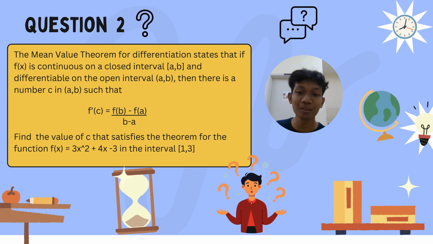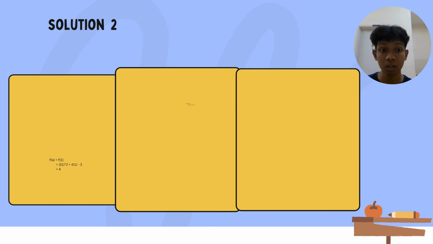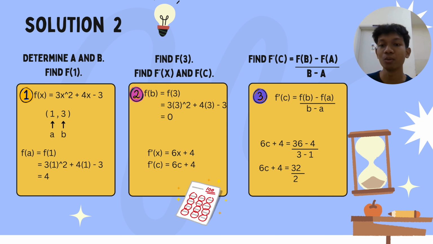Okay, now for question 2. The mean value theorem for differentiation states that if f(x) is continuous on the closed interval [a, b] and differentiable on the open interval (a, b), then there is a number c in (a, b) such that f prime c equals (f(b) minus f(a)) over (b minus a). Find the value of c that satisfies the theorem for the function f(x) equals 3x squared plus 4x minus 3 in the interval [1, 3]. So this is the answer for question 2.